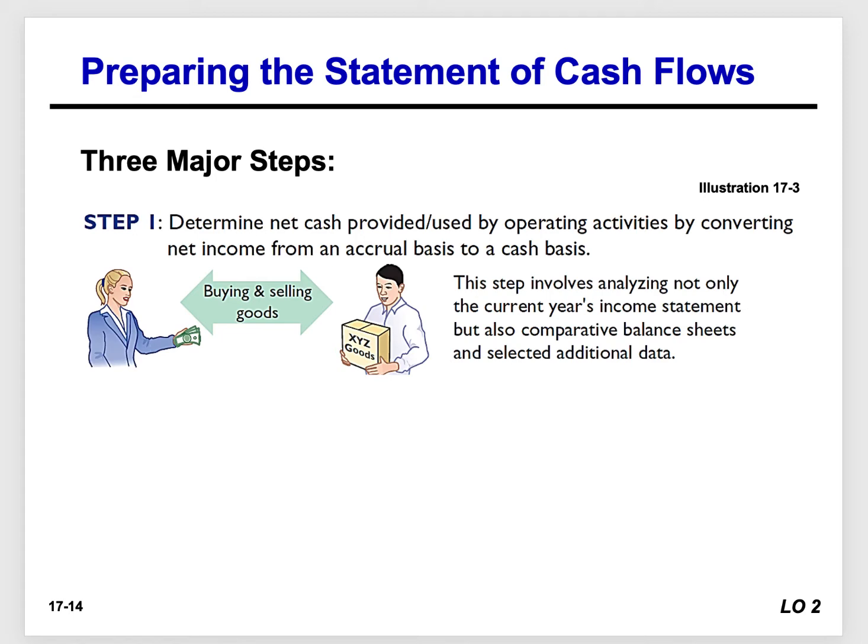And in order to do that, what we need to do is take the current year's income statement, just pull off the net income. Then we need to look at our comparative balance sheet, okay? That's number two. We take our comparative balance sheet and we're going to look at specific accounts and say, okay, did they increase or did they decrease?